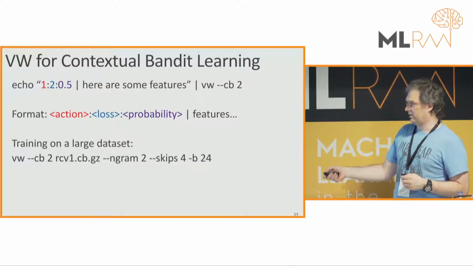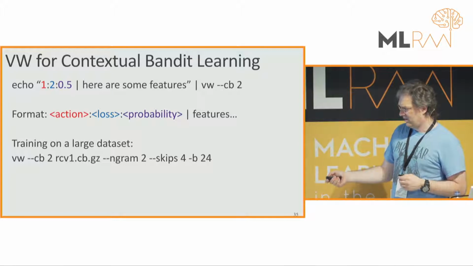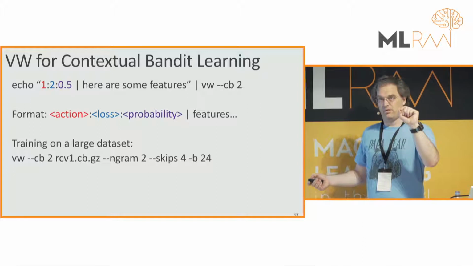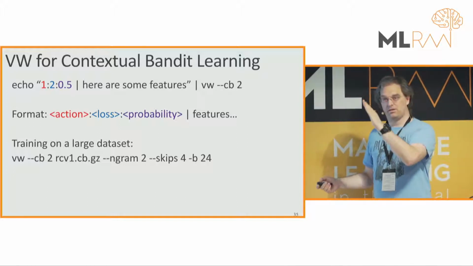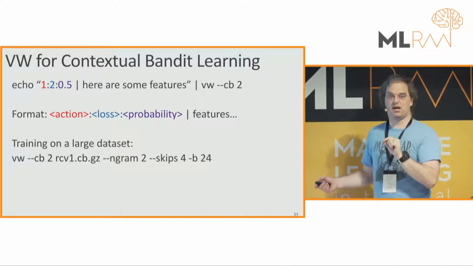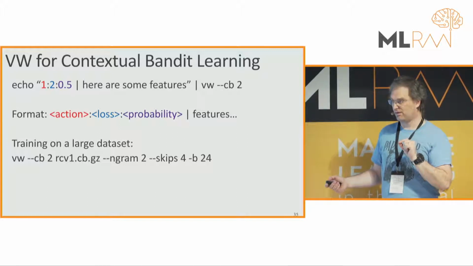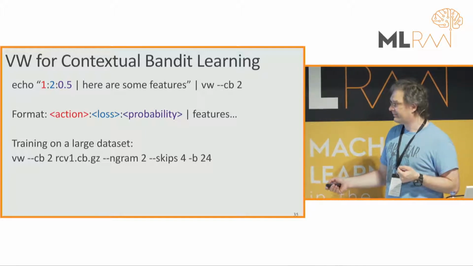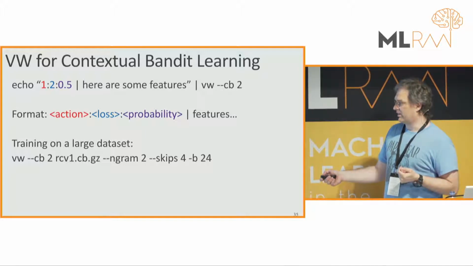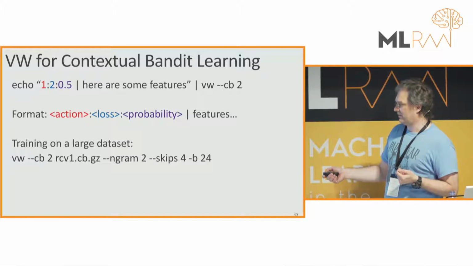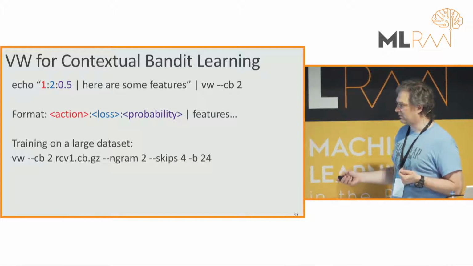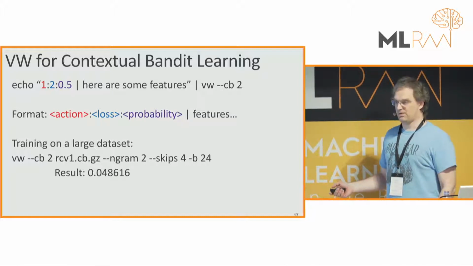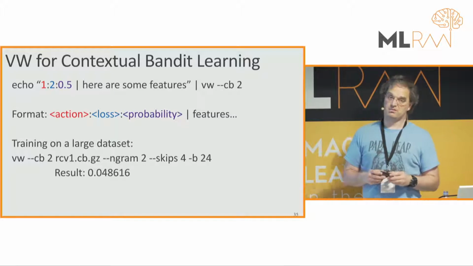So you can train on a pretty large data set. This is a supervised data set where I randomly took different actions and asked what the loss was for that chosen action, right? This is the Reuters document classification data set. You can say, oh, I want to use n-grams and skips, and I want to use 24 bits for my hash function. And you can end up getting about a 4.8% error rate, which is pretty good on this data set.